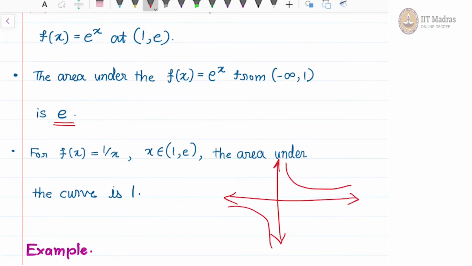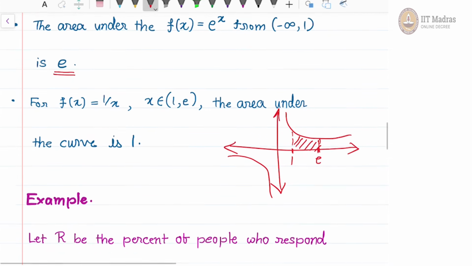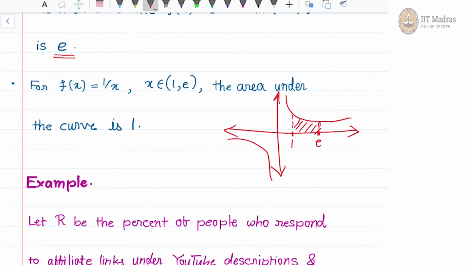Okay. And in this particular case, if you look at the area under the curve in the range 1 to e, this particular area is a unit area for f of x is equal to 1 by x. And remember, this e is an irrational number, so still it will be a unit area. Why is it so? This is a matter of calculus to explore, but these are some of the things that make the function f of x equal to e raised to x a special function. Let us now understand this function better by considering an example which will deal with our real life problems.